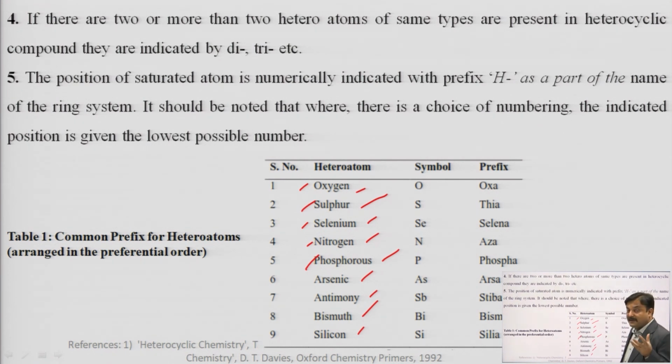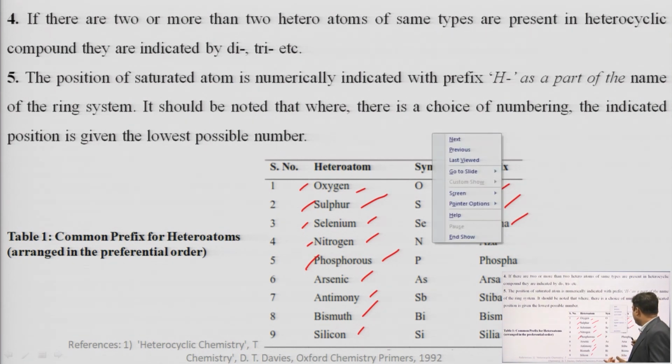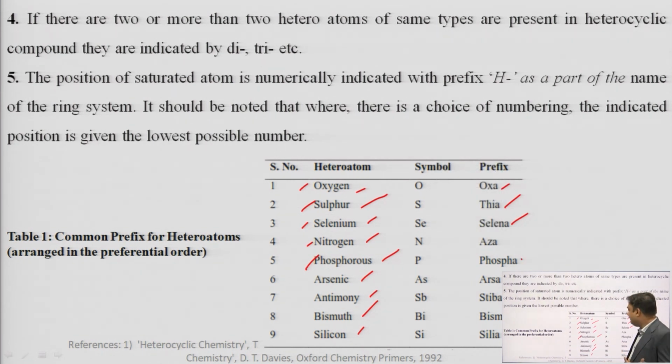If oxygen is present in a ring, then we will use oxa. If sulfur is present, then we will use thia. If selenium is present as a heteroatom, we will use selena. Then for nitrogen, aza will be used. For phosphorus, phospha will be used. So these 5 are the main heteroatoms which we have to remember, because most of the heterocyclic compounds contain these heteroatoms only.